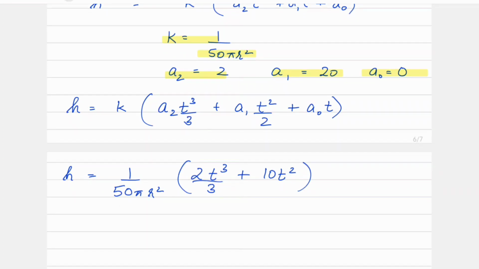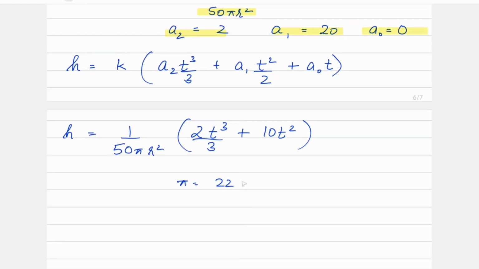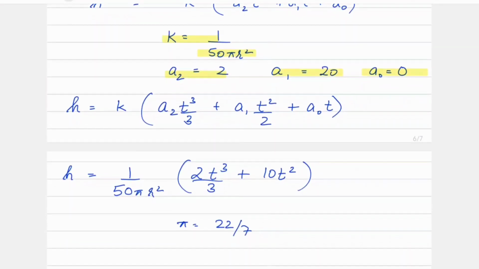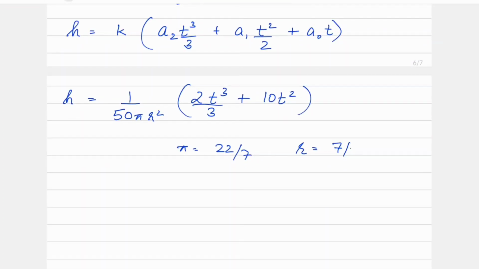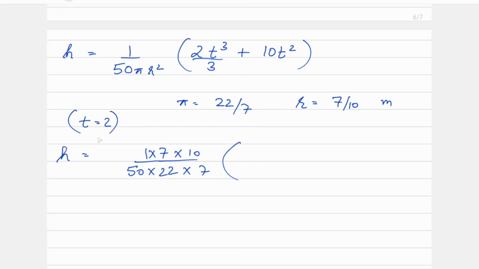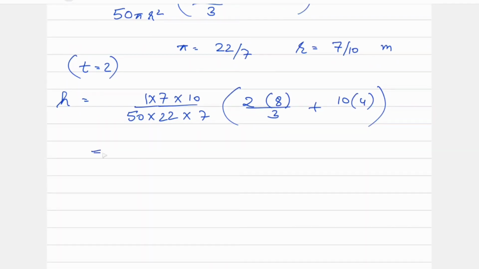Now the value of pi, we have to take as 22/7, and the value of r, let's check, I think it was 7/10 meters. So r = 7/10 meters. Let's put that in. h = 1/50 into 22/7 into 7/10, and we have to calculate at t = 2. So at t = 2, we have 2 times 8, since 2 cubed is 8, plus 10 into 4.